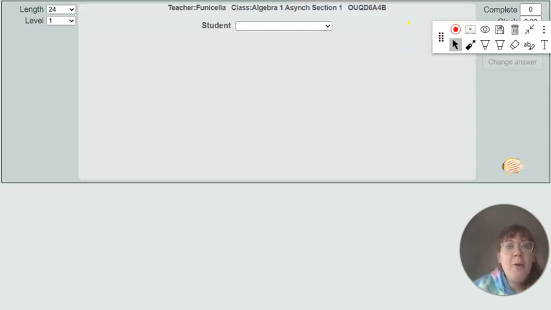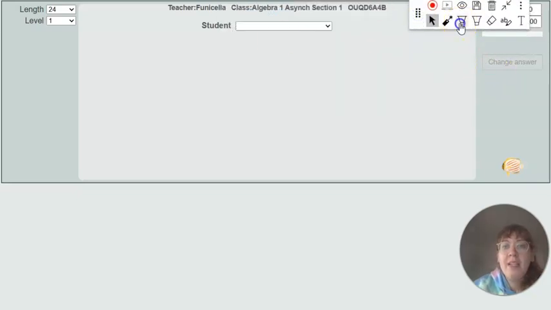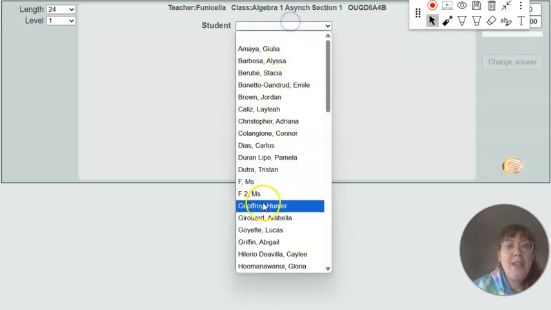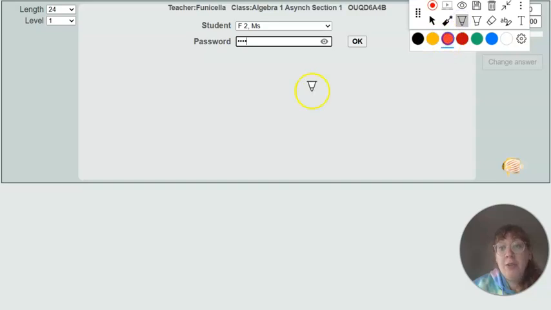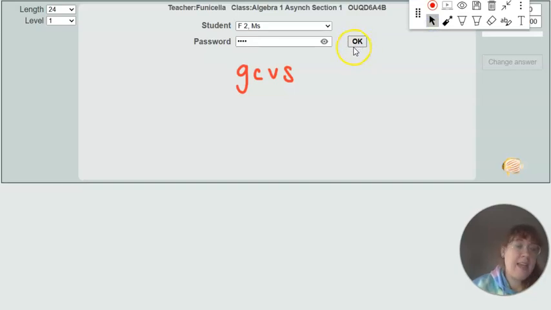Hello everyone, welcome. We're going to get started with the 6.1 That Quiz. You're going to find your name in the drop-down menu. If you don't see your name, please let me know. And you're going to type in that password, all lowercase GCVS, and hit OK.